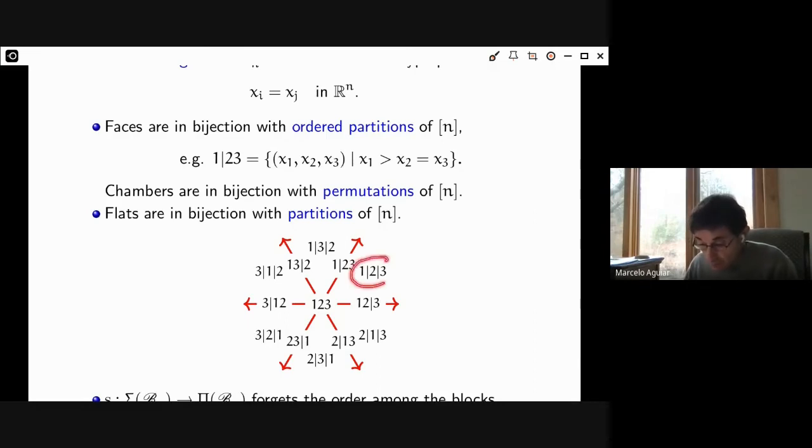And the chambers you see are indexed by ordered partitions into singletons. Those are the same thing as permutations. The other faces are indexed by ordered partitions into fewer blocks, into thicker blocks than just singletons, all the way to the central face, which is the partition into one block.